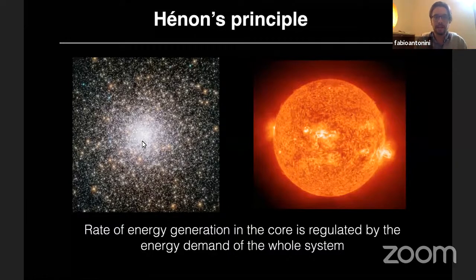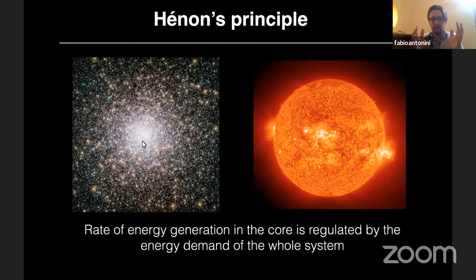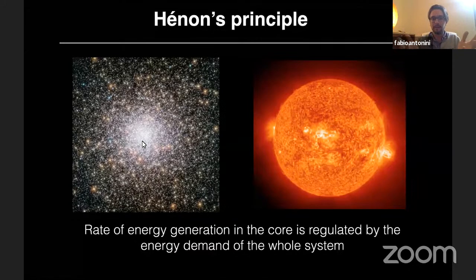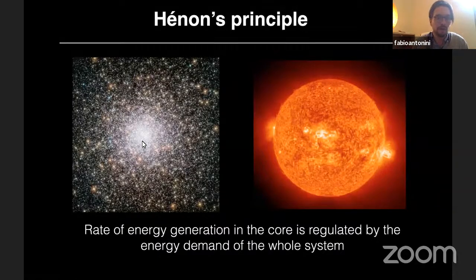After this time, the cluster will exist in a state of what we call balanced evolution, in which the energy generation rate in the core by binaries is regulated by the energy demand of the entire system. So the rate at which binaries interact with stars and produce energy is really set by the global properties of the cluster, and does not really depend on the details of the small-scale dynamics that take place in the core. So we don't need to follow the small-scale dynamical interactions that carry a high computational cost.